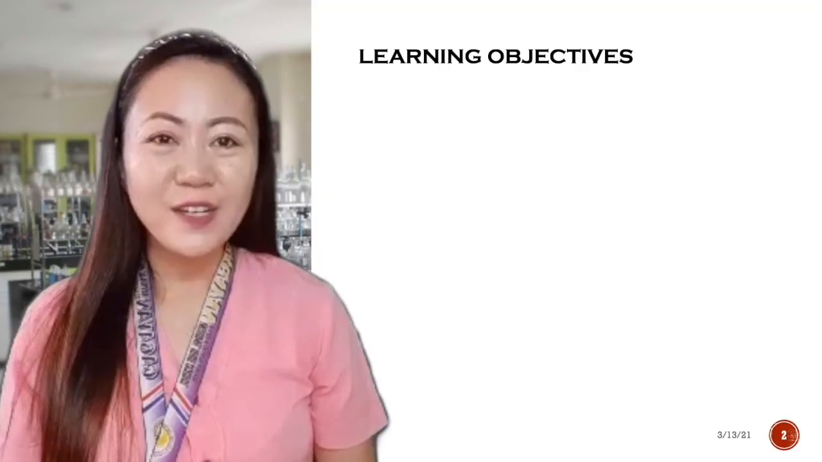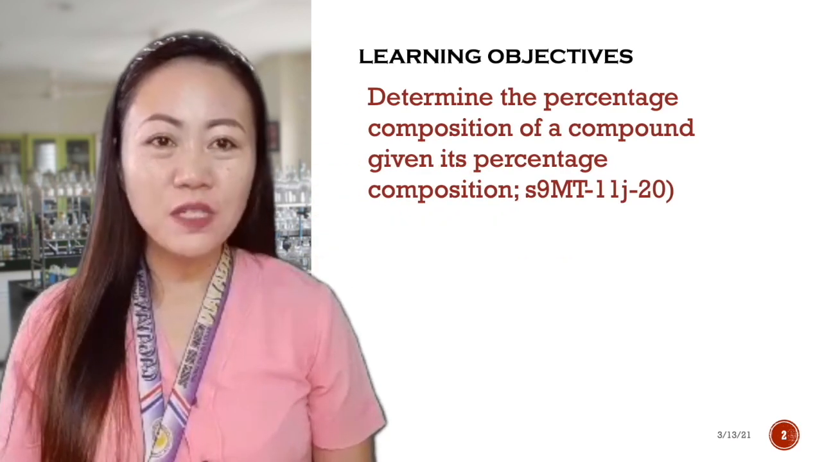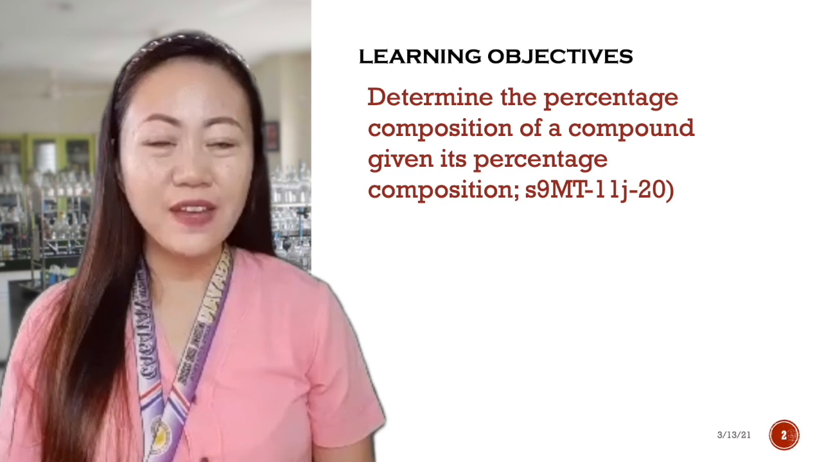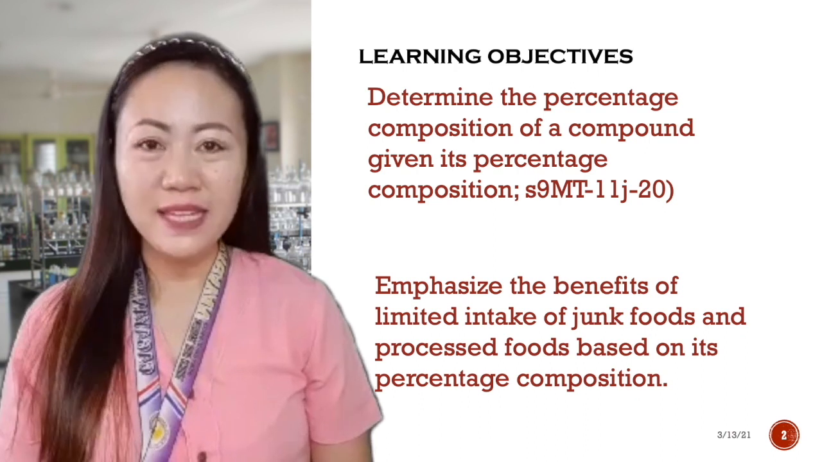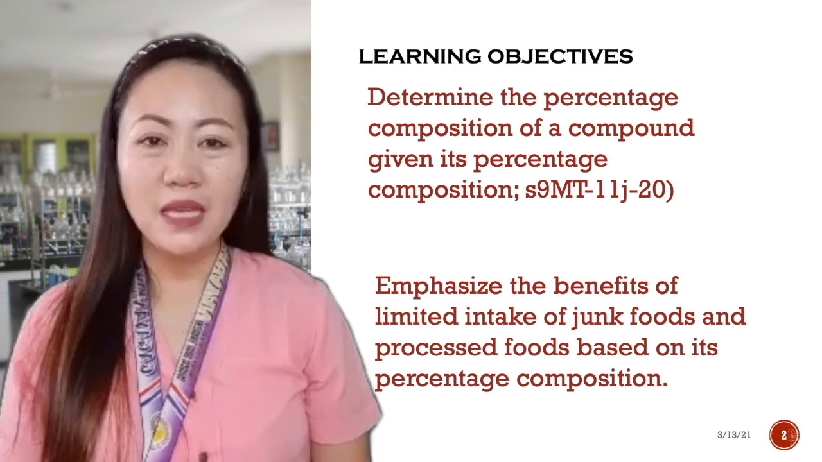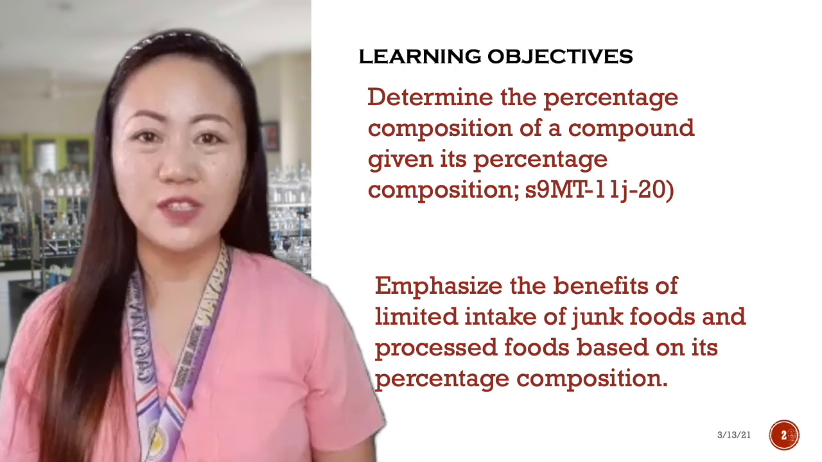For today's learning objectives: A. Determine the percentage composition of a compound given its chemical formula. And B. Emphasize the importance of limiting intake of junk foods and processed foods based on their percentage composition. Are you interested to know how much of an element is present in a compound? Don't blink your eyes. Keep on watching.